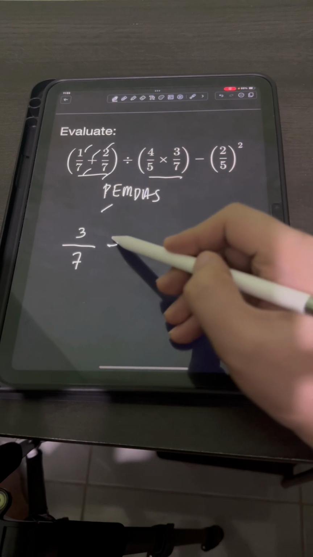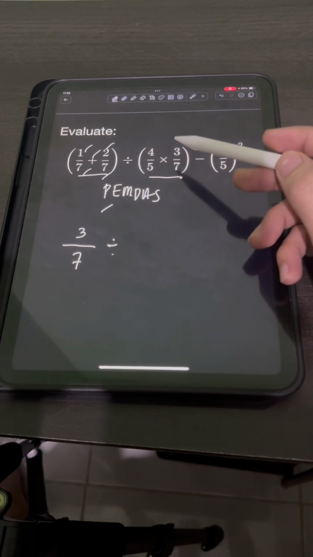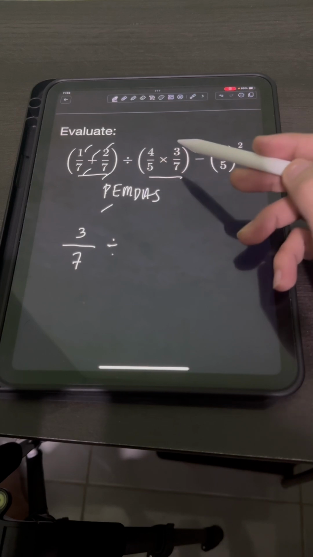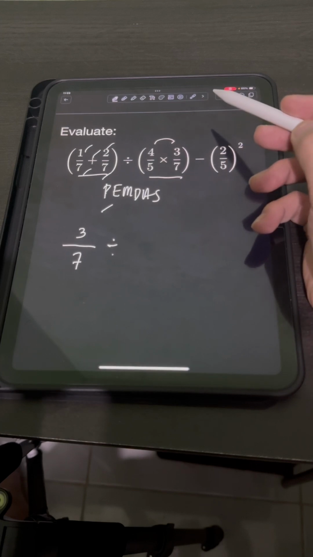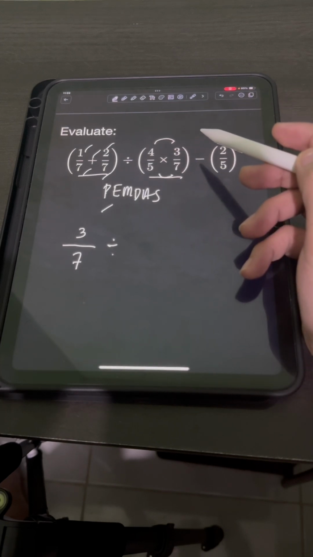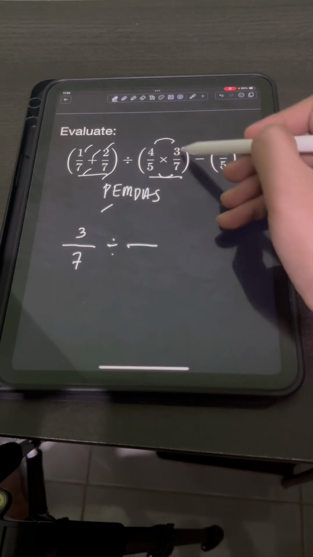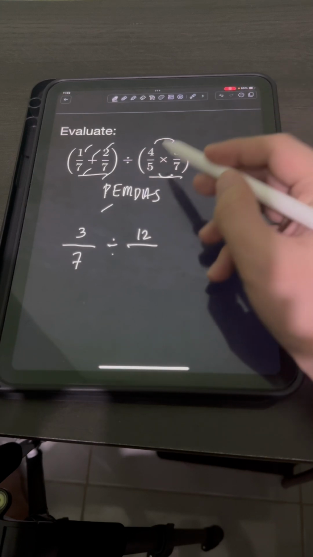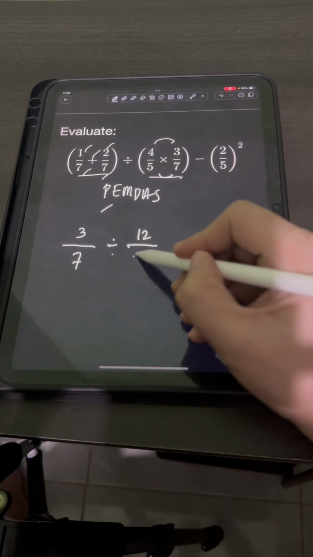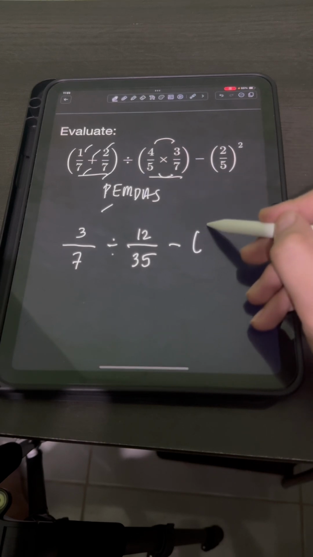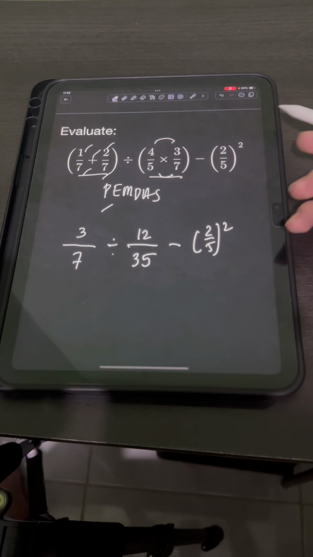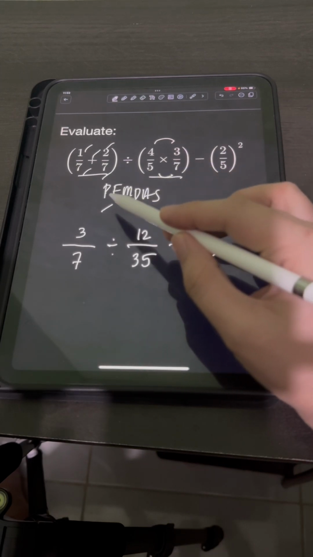And then we need to divide by the product of 4/5 times 3/7. When we are multiplying fractions, we just need to multiply the numerators over the product of the denominators. So 4 times 3, that will be 12. And then 5 times 7, that will be 35. Then copy this minus 2/5 squared. So we're done with the parentheses.